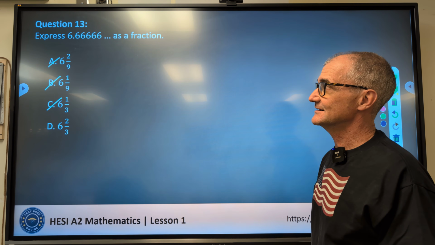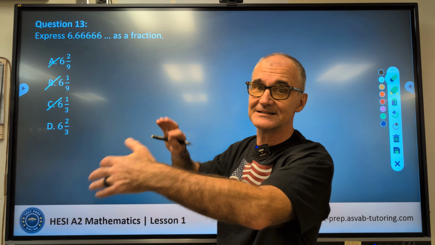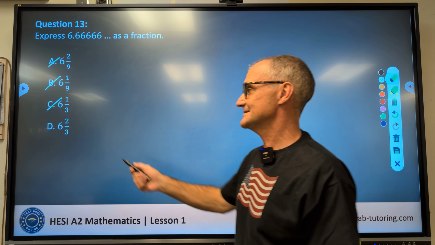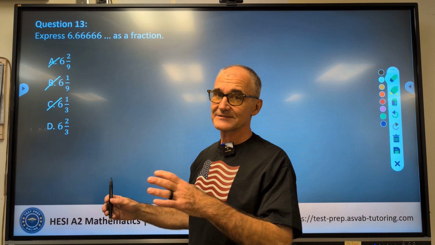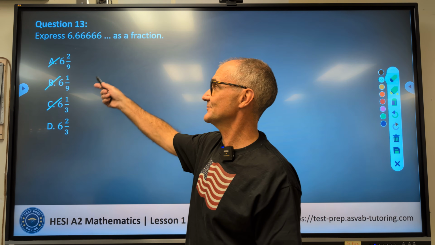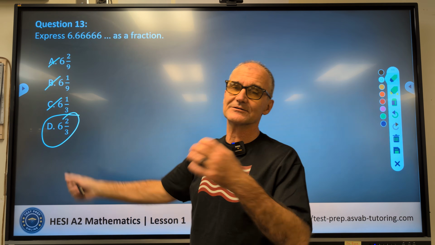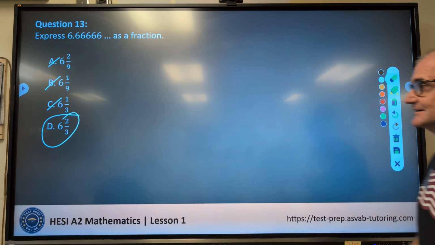Right there. You could do 66666 over whatever that is, 100,000, and divide that out and see that it's going to be 2 over 3. Again, no calculator exam means there's got to be a trick to it. So I just look through there and see this is the only one with the fractional portion greater than a half. Has to be that one right there.